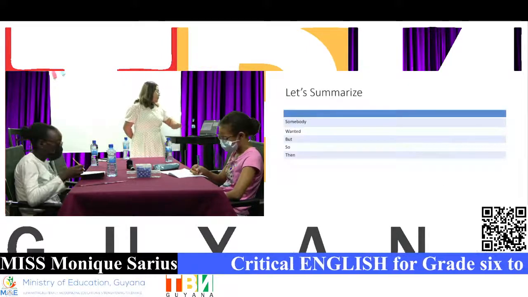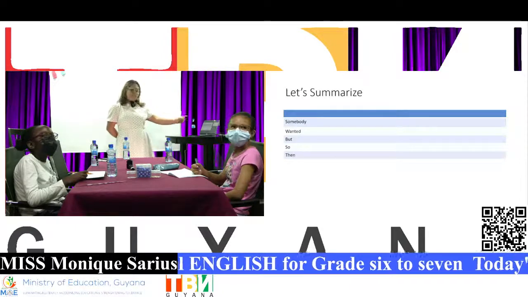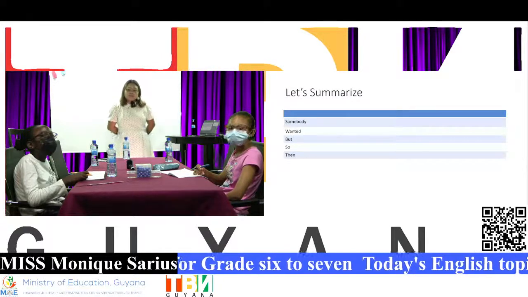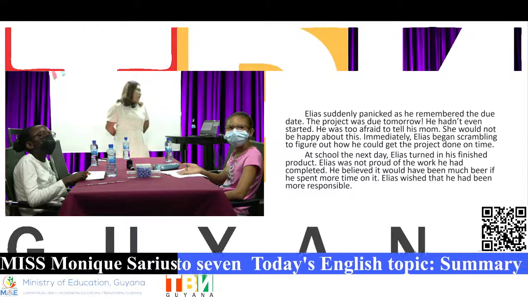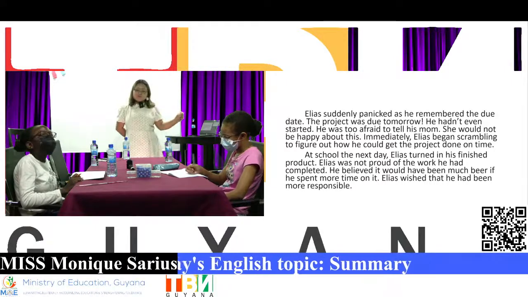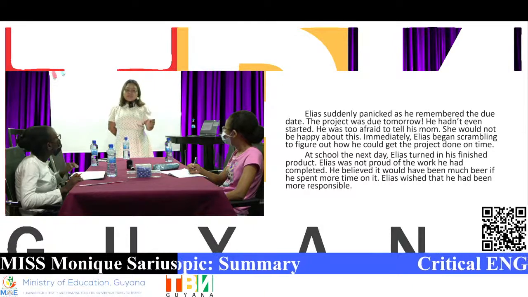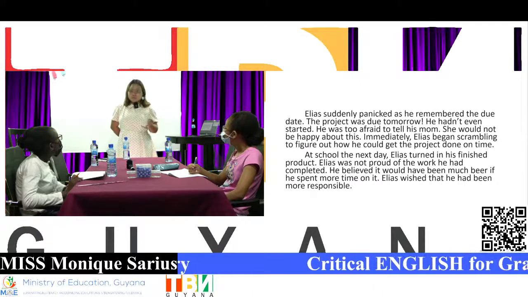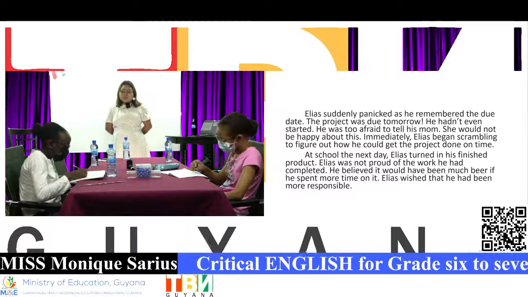Let's go back to this thing that we had here. So you finish with the somebody, you finish with the wanted part, but we were at the so just now. So he was panicking. Then what? When he panicked, what happened afterwards? Let's go back to the last paragraph. At school the next day, Elias turned in his finished product. Elias was not proud of the work he had completed. Notice that? Completed, and we had the other one about finished product. So, did he manage to finish it eventually? Yeah, because it says finished product and it says completed. So he did finish his assignment, he did finish his project, but was he pleased with the quality of what he did? No. So that's what we're capturing in one sentence. So give it a shot. Put those two thoughts together in one sentence.